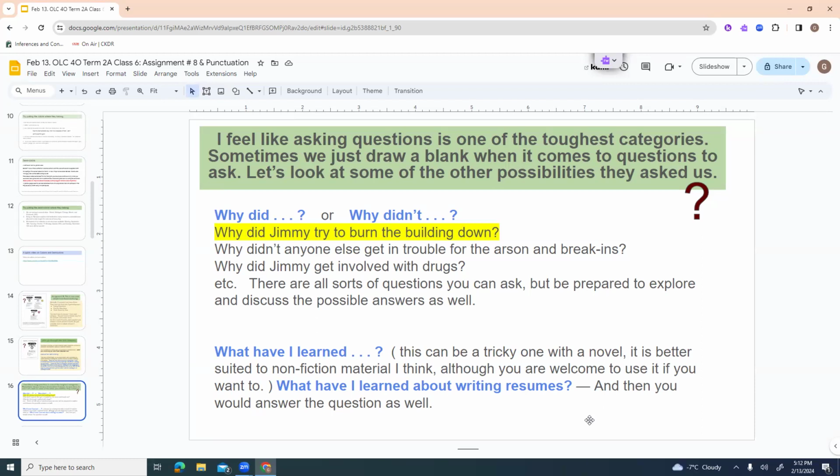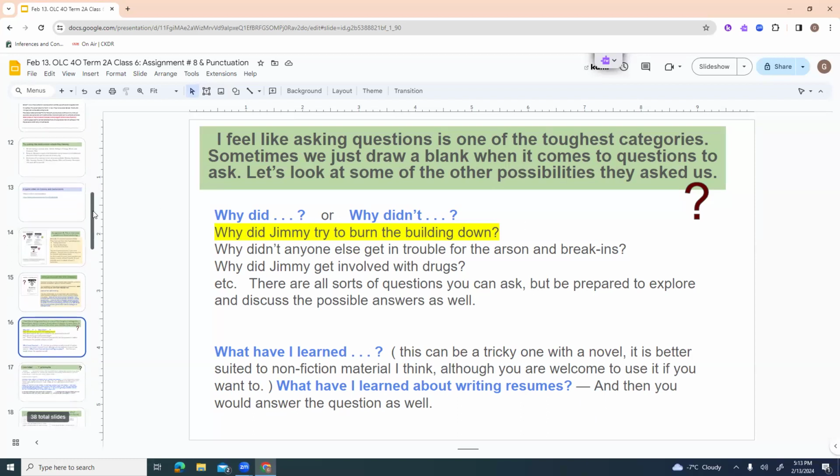Another question they've got is, what have I learned? This can be a tricky one with a novel. I honestly think it's a little bit better suited to nonfiction material, although you're welcome to use it. So an example for nonfiction would be, what have I learned about writing resumes? And then you would answer the question. But I have seen people use it like, well, what have I learned about Jimmy in this chapter? And that's totally fine because then you could talk about Jimmy. Or what have I learned about this novel? What have I learned about Green Star Lake? You can phrase it however you want. So you can definitely adapt it to fictional reading material.